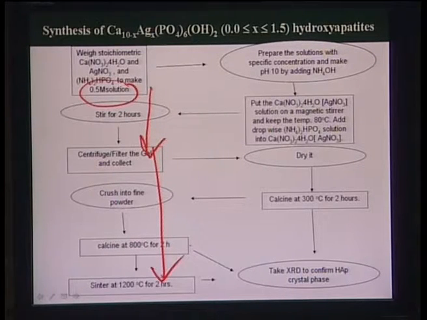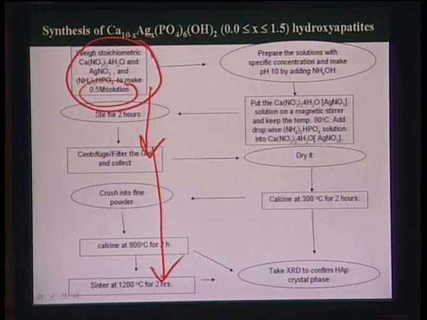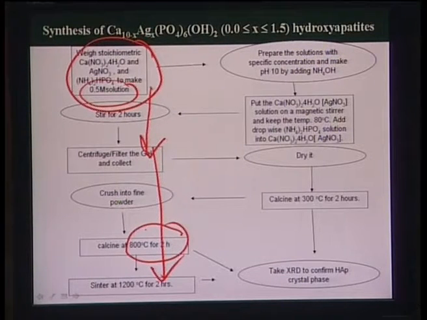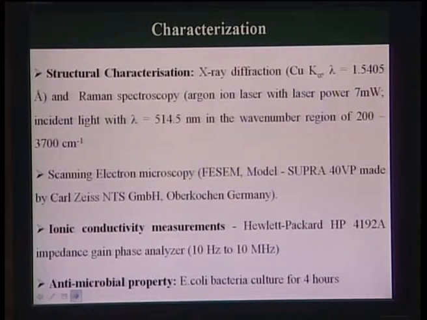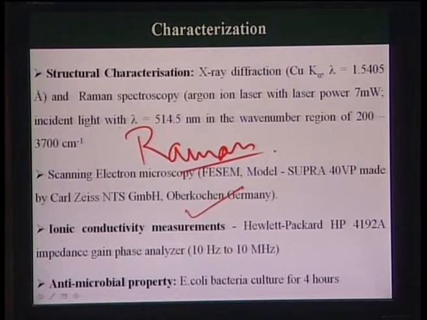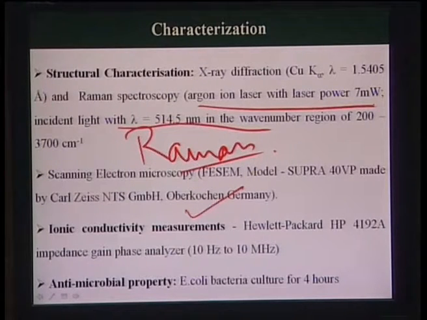After sintering at 1200 degrees Celsius for 2 hours, you do the XRD to confirm the hydroxyapatite crystal phase, as well as the AFM analysis, etc. In all these cases, we have used high purity chemical precursors, and made sure that we calcine at 800 degrees Celsius for 2 hours, so that you get phase pure hydroxyapatite silver powders. Apart from X-ray diffraction, we have done ionic conductivity measurements as well as Raman spectroscopy. The Raman spectroscopy was done using an argon ion laser, with the laser power typically kept at 7 milliwatt, and the incident light has a wavelength of 514.5 nanometer.